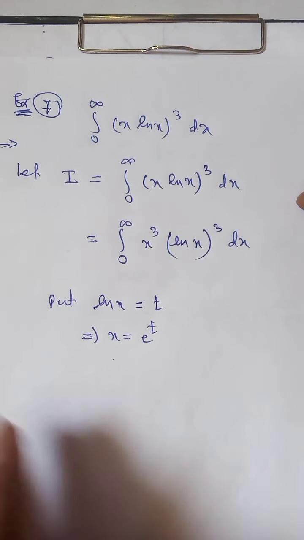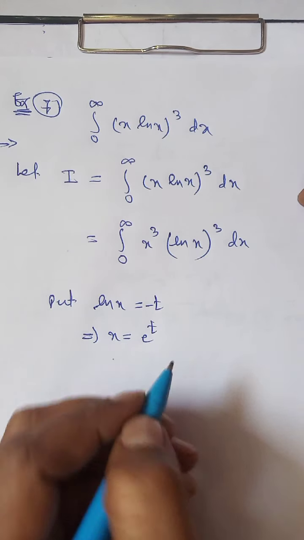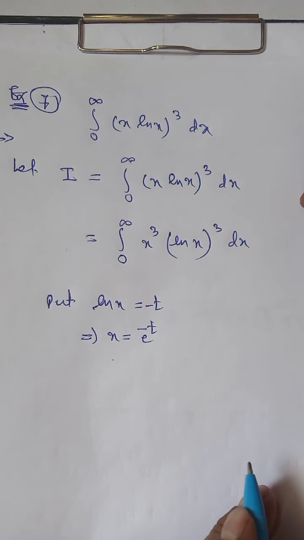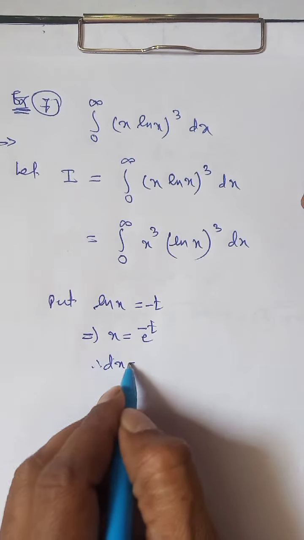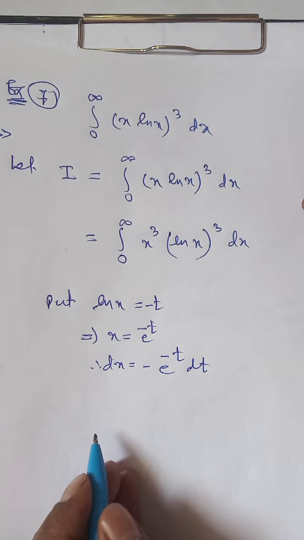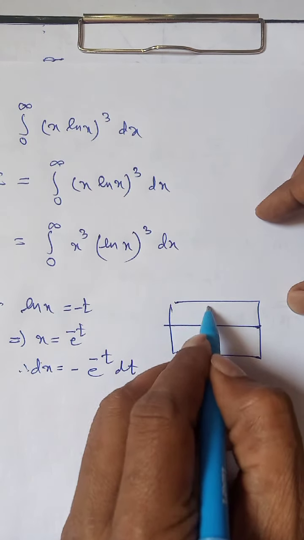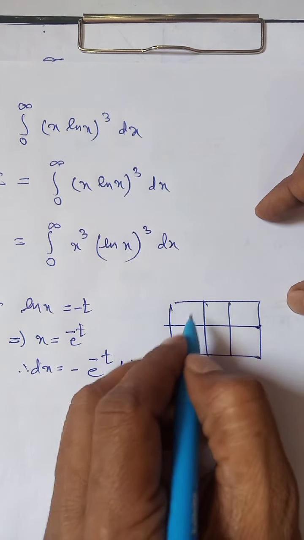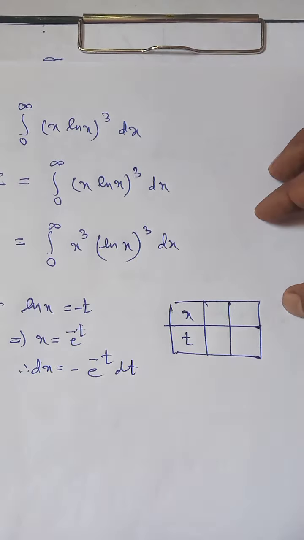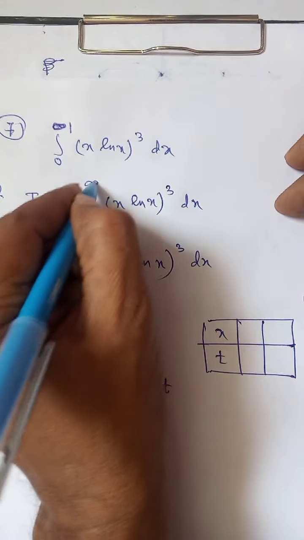Therefore, instead of log x equals t, we'll take the substitution log x is equal to minus t, so that we'll get x is equal to e to the power minus t. Therefore, dx equals minus e to the power minus t dt. So the limits, sorry, this limit is from 0 to 1.